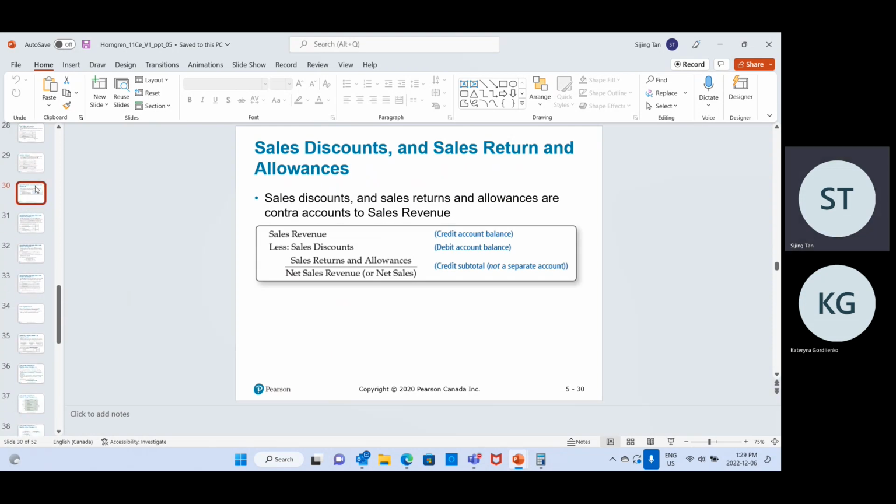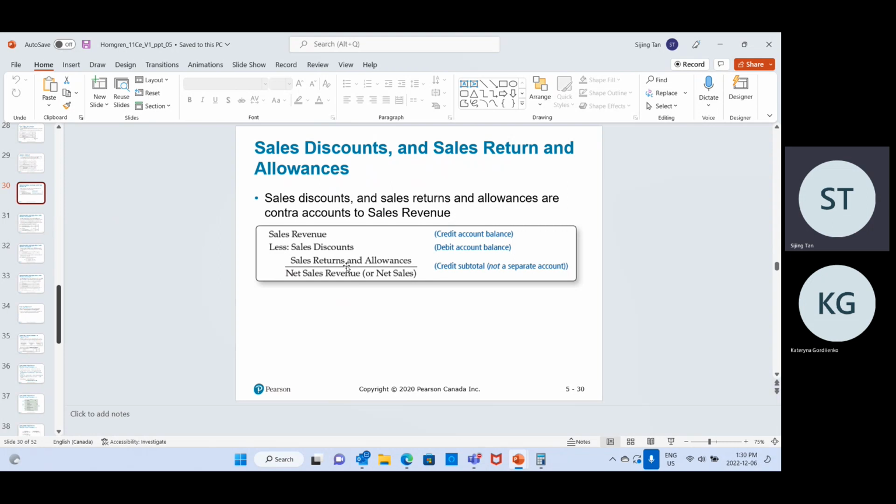Now we move on to talk about sales discounts and sales returns and allowances. Sales discount is a cash incentive granted to the customer to encourage prompt payment. It's very much the same thing as a purchase discount, but from the seller's perspective, right? Now, the seller offers the discount. Sales discounts are recorded in a contra revenue account we call sales discounts. Whenever a sales discount happens, we use sales discounts. For sales returns and allowances, we use sales returns and allowances. So those are two different accounts we have to keep in mind.